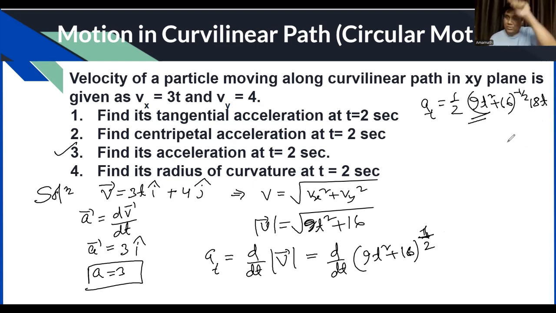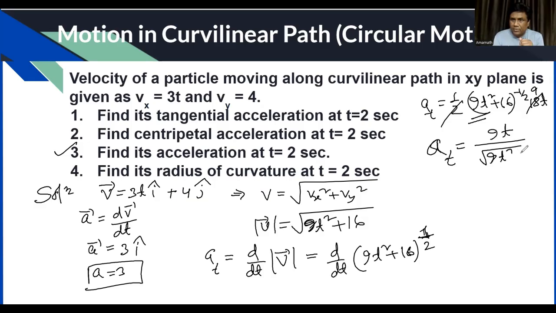9t square, that 2 will come forward. So 2 into 9 is 18. So it means AT is nothing but 18 by 2, which is 9, so it will be 9 into T, and this is to the power minus half. So it will come as denominator. So 9T square plus 16. So this is the tangential acceleration.